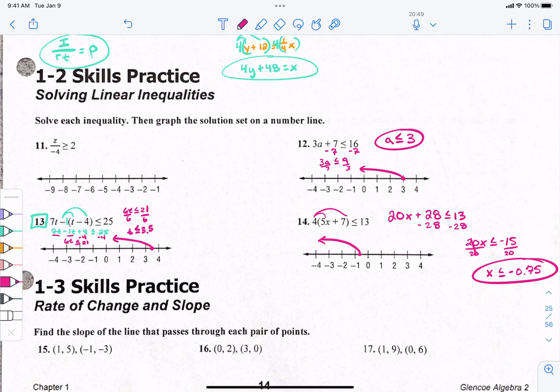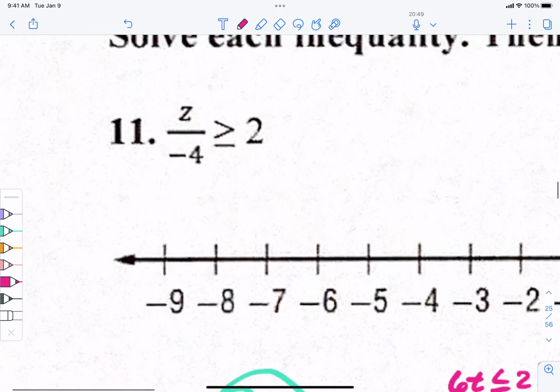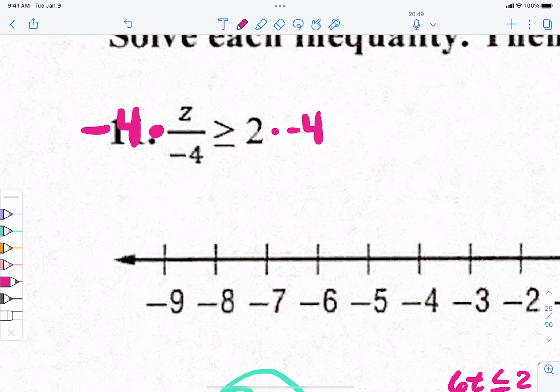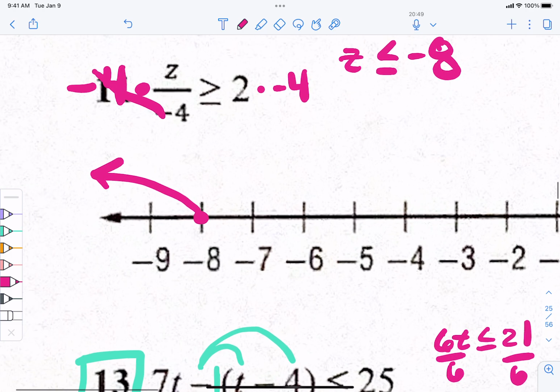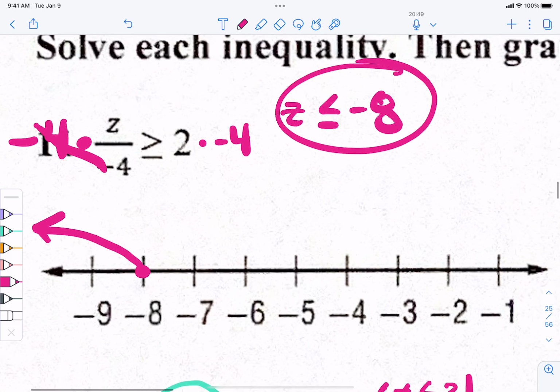What about 11? What did you do on 11? I solved it. How'd you solve it? Just multiply by negative 4. Did you forget to flip the sign? No, I did not forget. Now, why do you flip the sign? Because you are dividing by a negative, or multiplying by a negative. Okay. So that's what I got for that one.